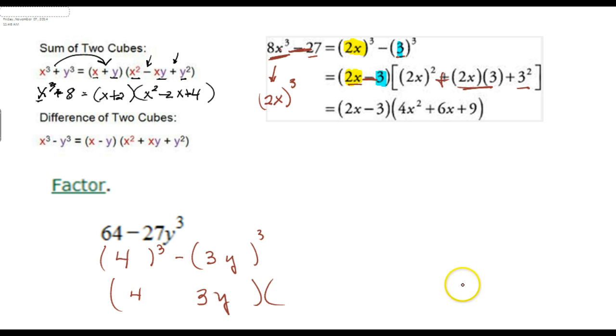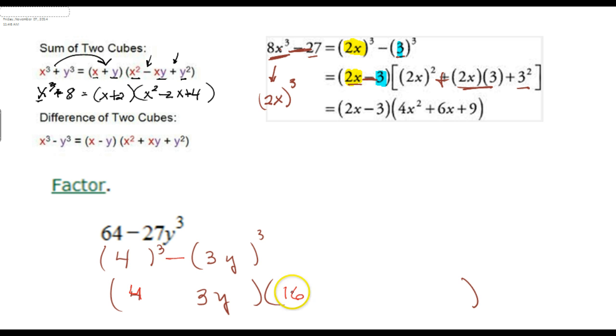I would not put the signs in until the end because I don't want you to get confused on what the signs should be over here, because the signs are always first you keep it, then you change it, last one's always plus. So the rule says you square the first base, take the product of the bases.